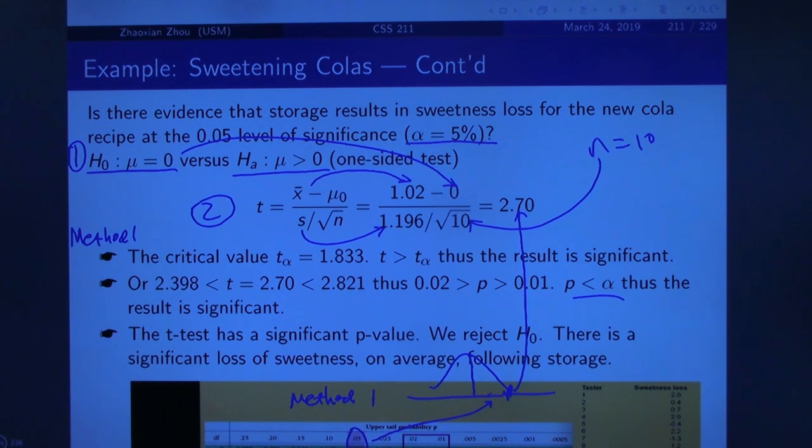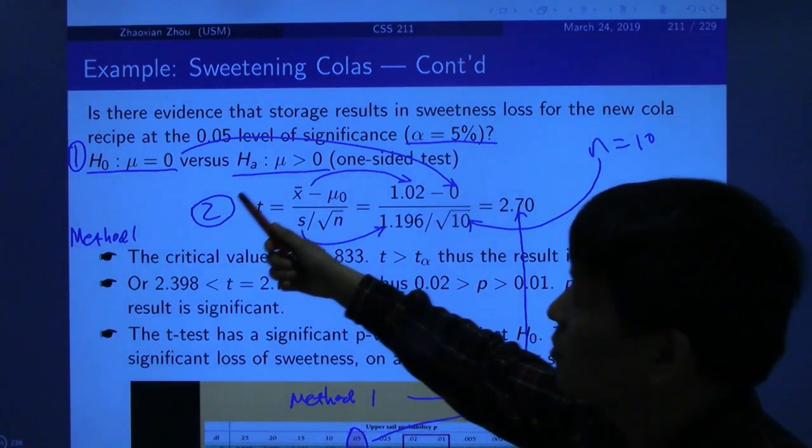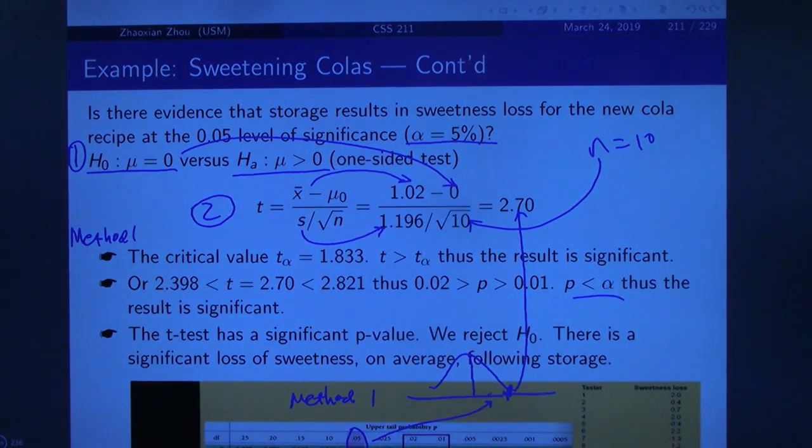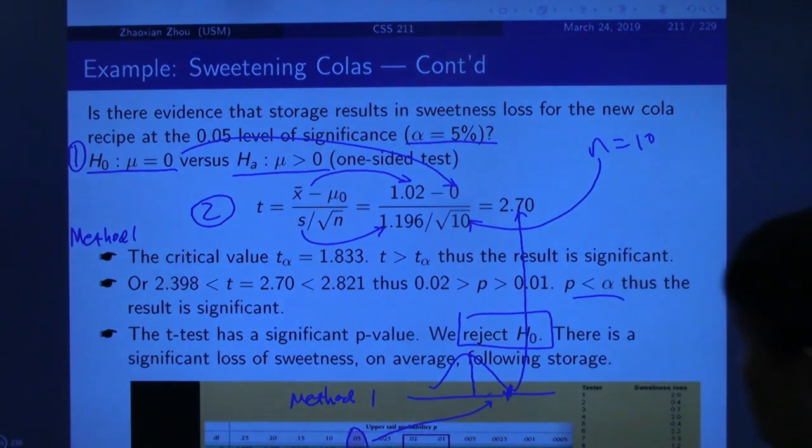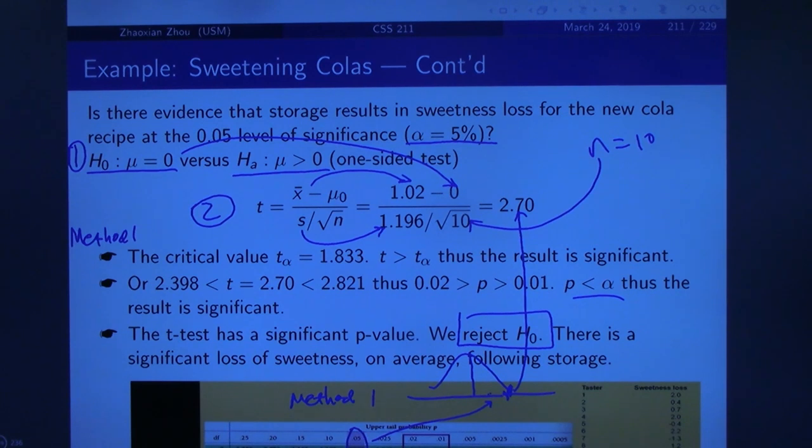The t-test has a significant p-value, so we are going to reject H0. H0 means there's no change in the sweetness, that there's no sweetness loss. And we cannot accept H0. So our conclusion is we reject H0, or there is a significant loss of sweetness on average following the storage.